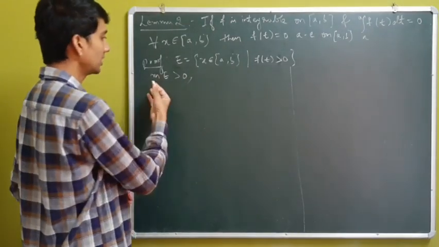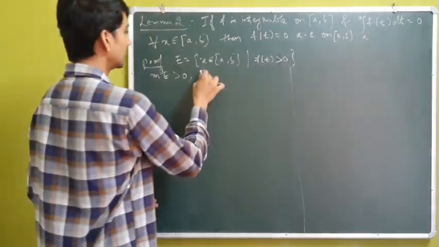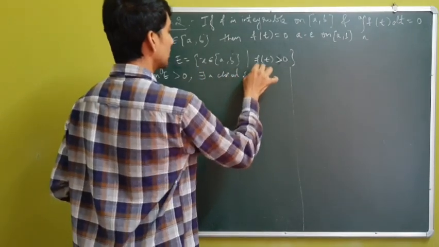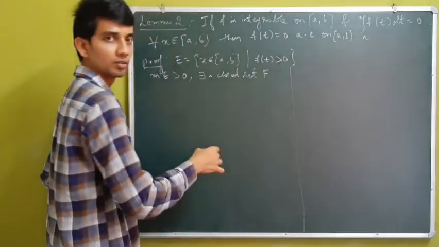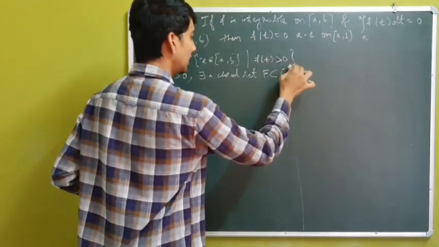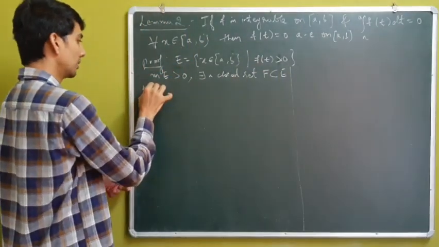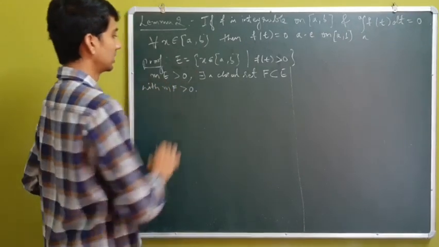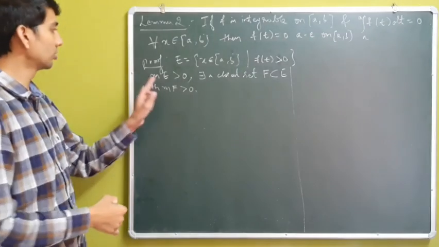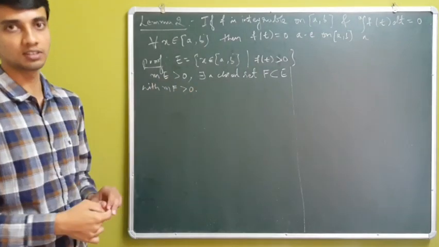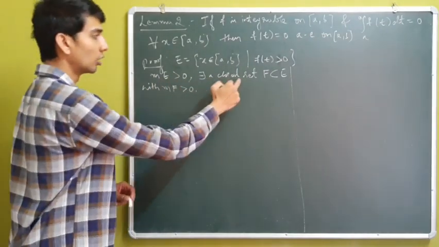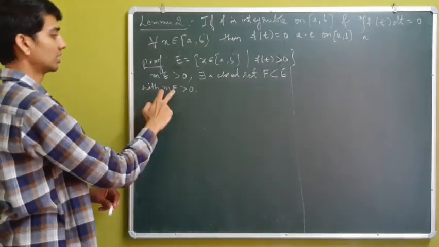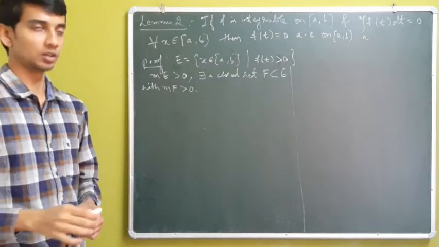Then if the measure of E is greater than 0, there exists a closed set, say F, which is a subset of E with measure of F positive. So if I assume measure of E to be greater than 0, there exists a closed set F which is a subset of E with measure of F positive.